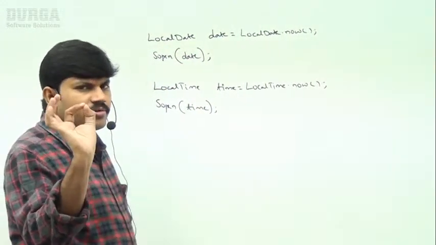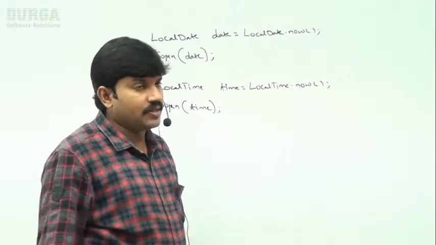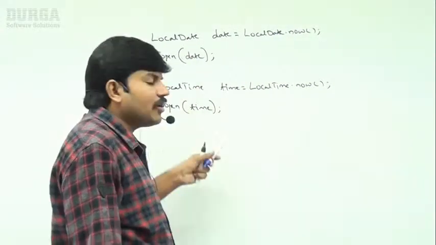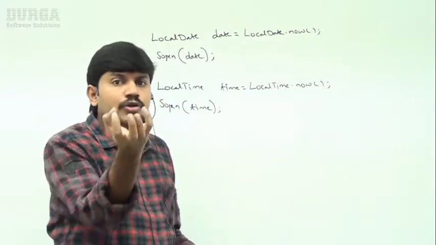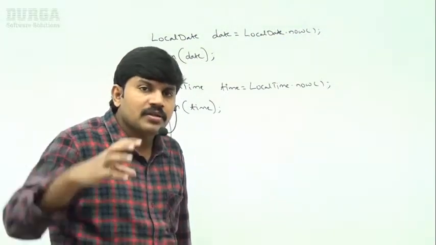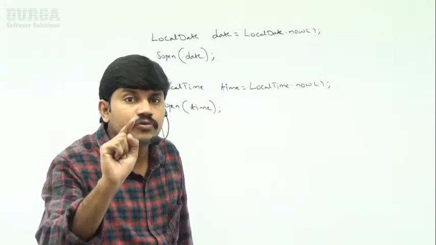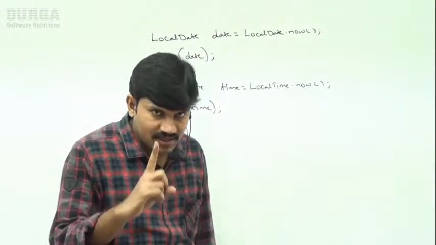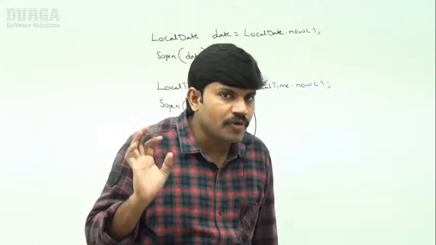But here one small twist is there. Make sure you observe. These LocalDate and LocalTime are new classes present inside the Java time API. But which package are these classes present in? The java.time package.